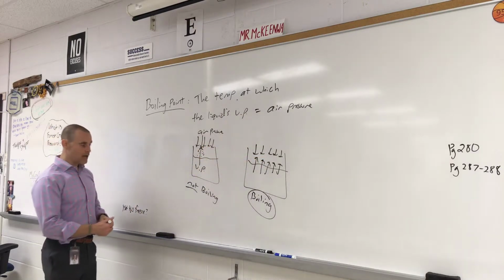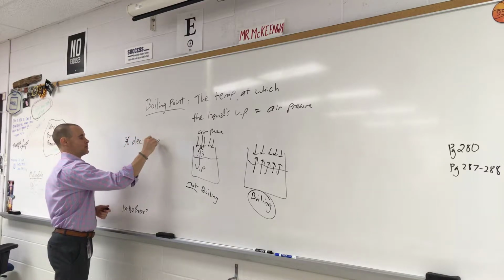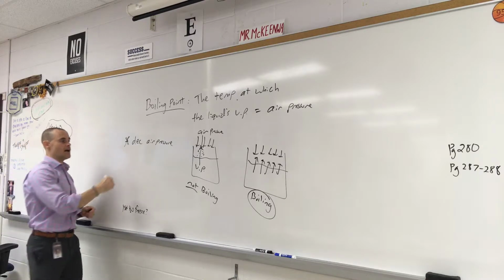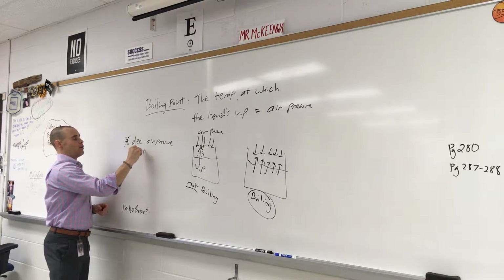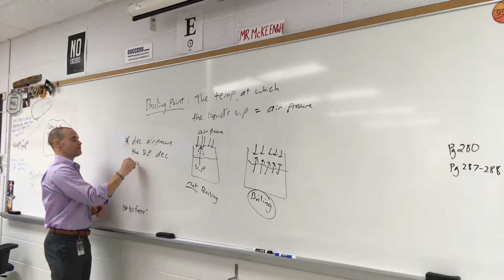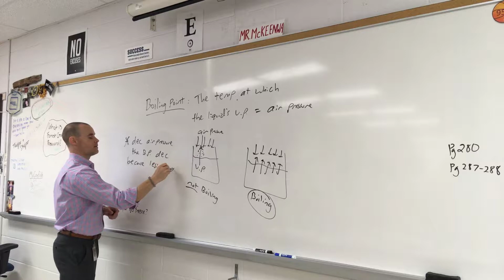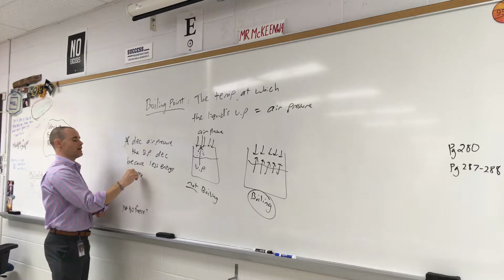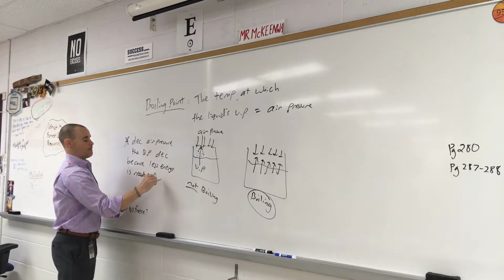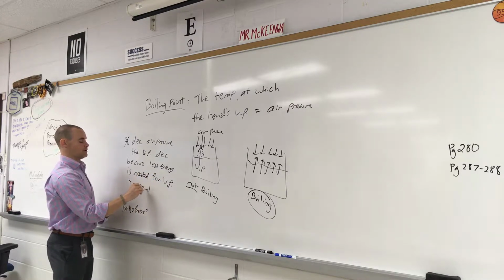So this explains why if we decrease air pressure, so again, going up a mountain, the boiling point decreases because less energy is needed. Make sure you're writing all this down. Less energy is needed for the vapor pressure to equal the air pressure.